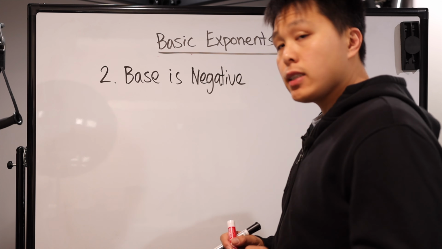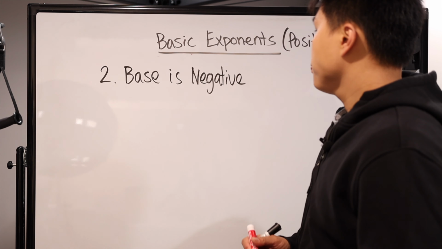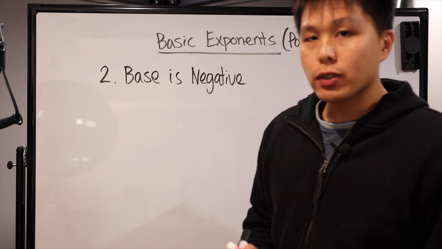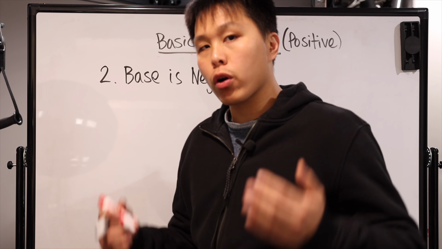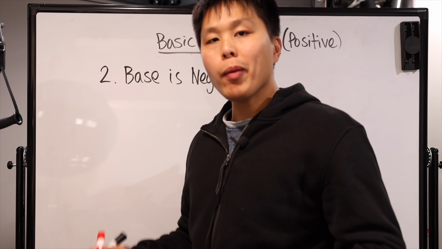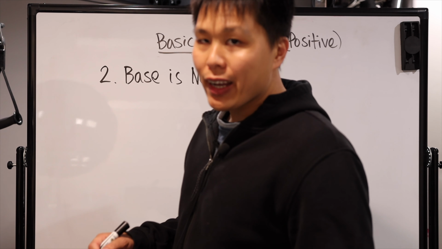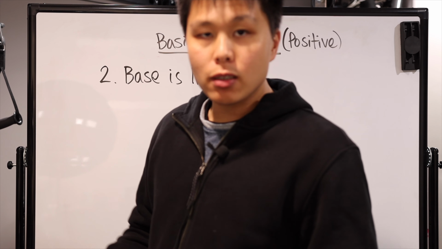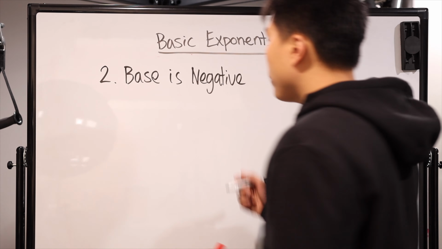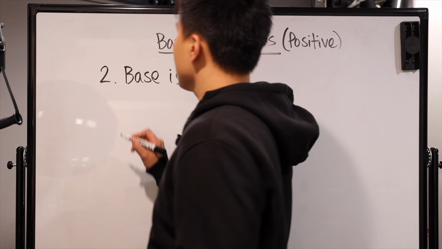So the second case is when the base itself is negative. Now, this one's very similar to the first case. However, there is a chance to make a mistake because now you're working with negative numbers. Remember that exponent is multiplication. So when you're working with negative numbers, there is a possibility of the final answer being positive or negative. Now, the best way to illustrate this is actually with this particular example. Let's look at this.